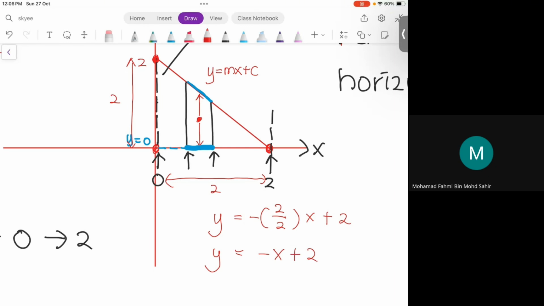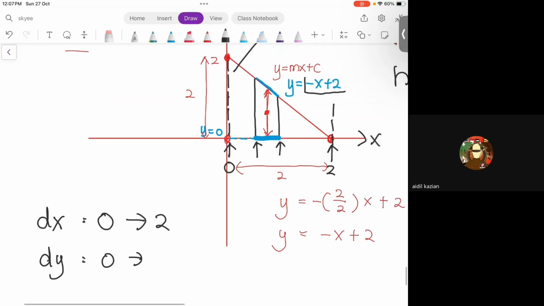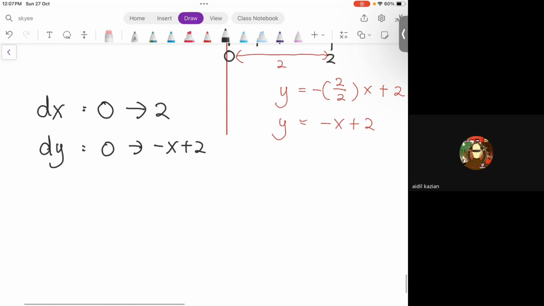So meaning that when you look down, you see y equals to 0. When you look up, you see the equation y equals to negative x plus 2. Are you clear about this? Clear, Doctor. Okay, so now this one will be your dy. dy will be from 0 to what? To this, negative x plus 2. So we have defined the interval for this region.